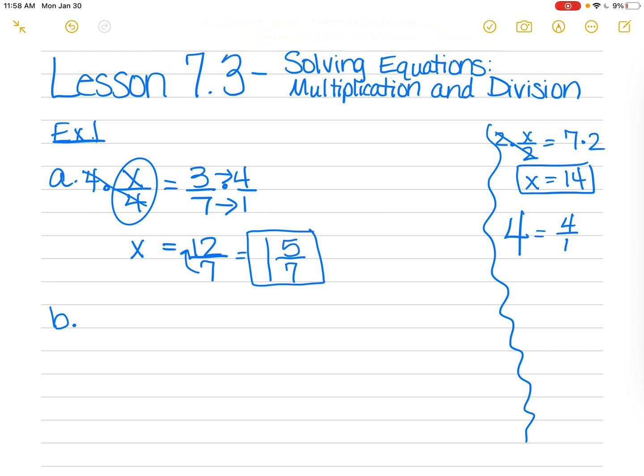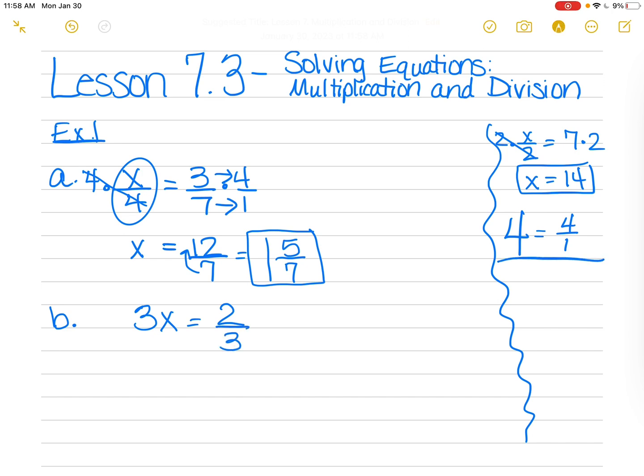That is new to you, so I'm not taking a whole lot of time with everything. Okay, part B is going to be 3x is equal to 2/3. So this one is going to show you something kind of new.